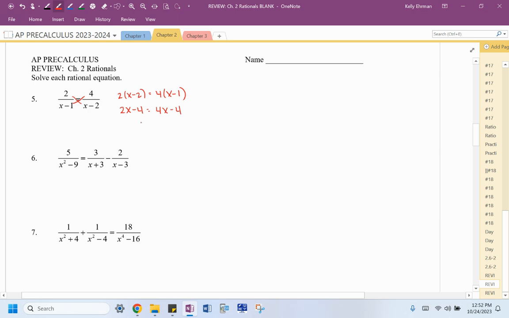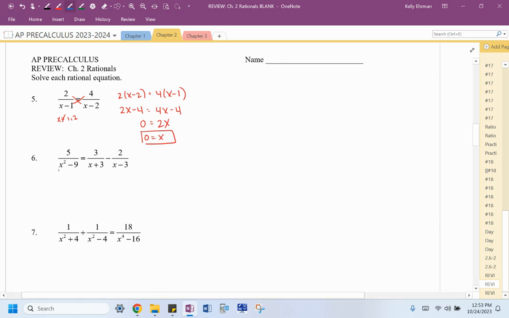If I add 4, I get 0. If I subtract 2x, I get 2x. So x equals 0, which is fine. The only excluded values were 1 and 2 from the domain. So that's our solution.